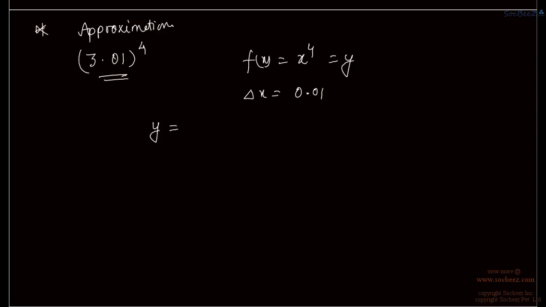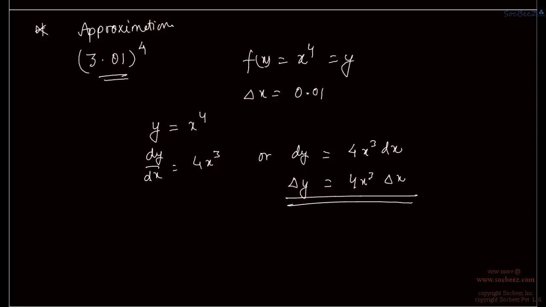So y is equal to x to the power 4, or we can write dy upon dx is equal to 4x cube, which is f dash x, or we have dy is equal to 4x cube dx. So we can write simply delta y is equal to 4x cube delta x. This is actually the approximation here. We are approximating dy as delta y, as this delta x is very small, because here delta x is 0.01, right? So we can approximate delta x as dx and delta y as dy.